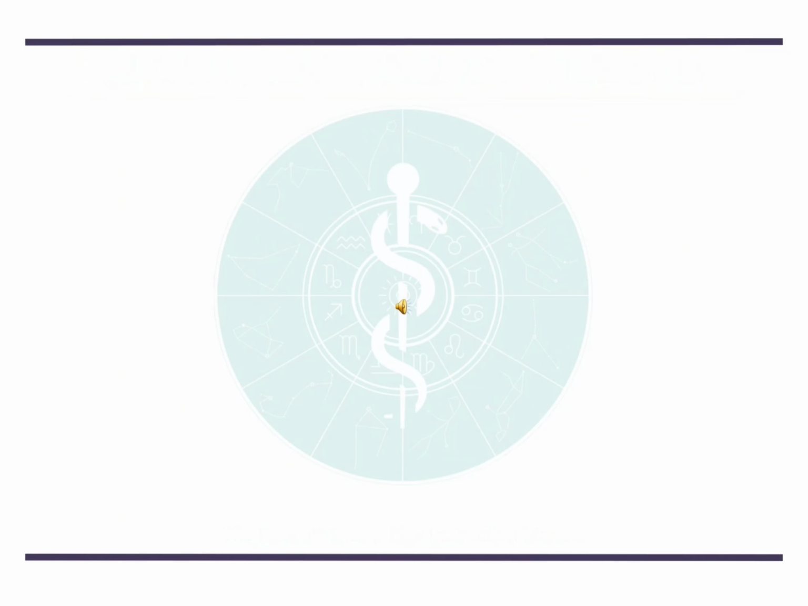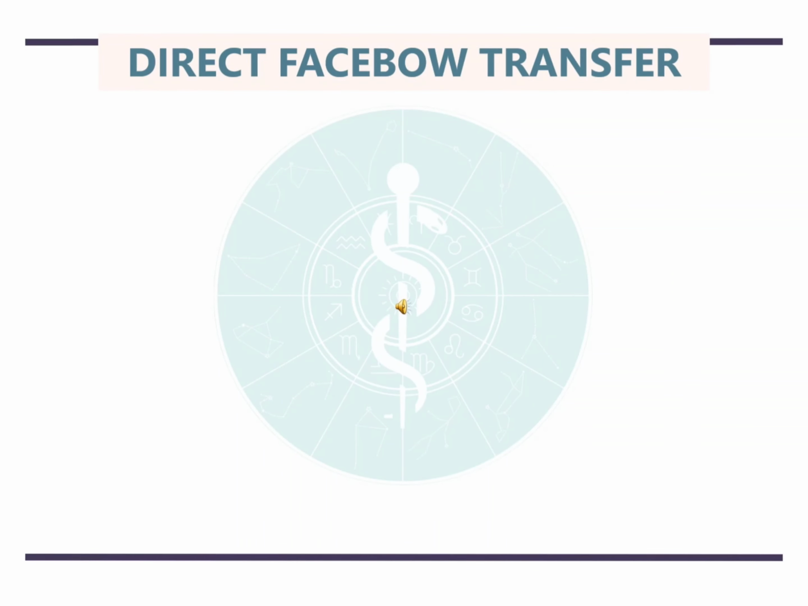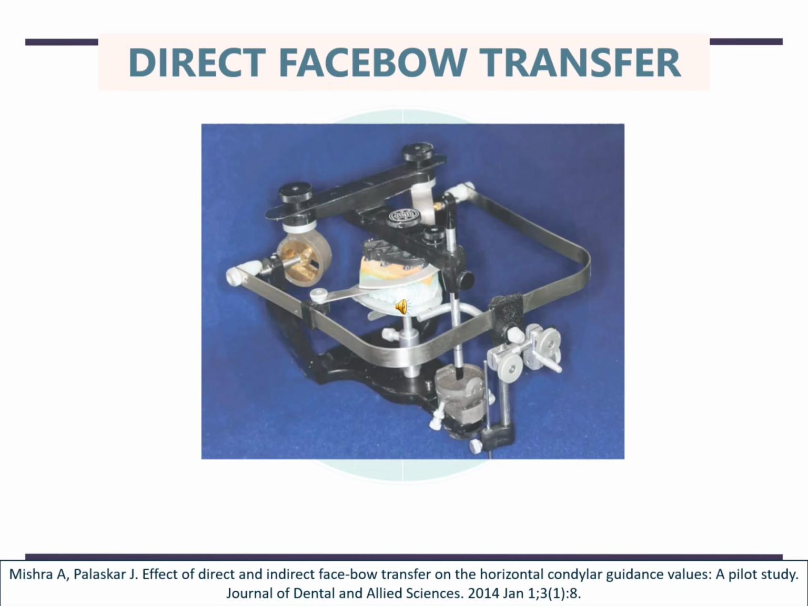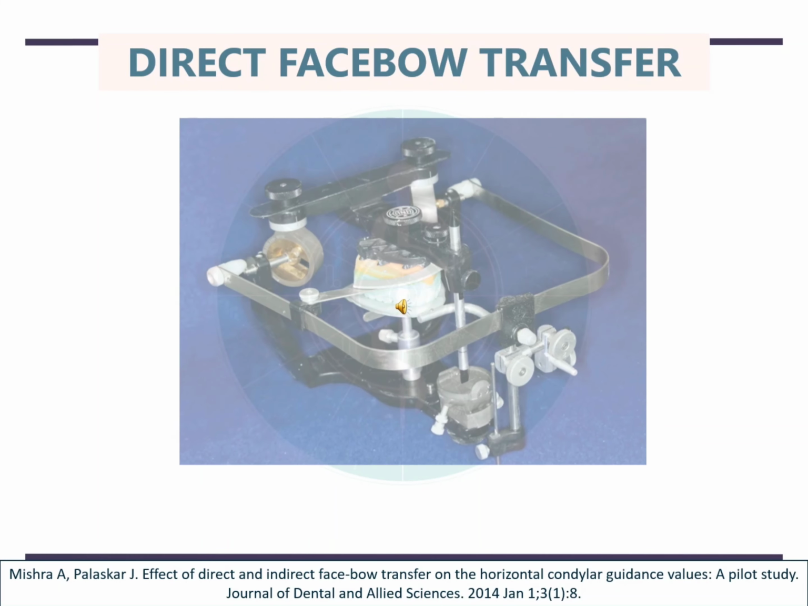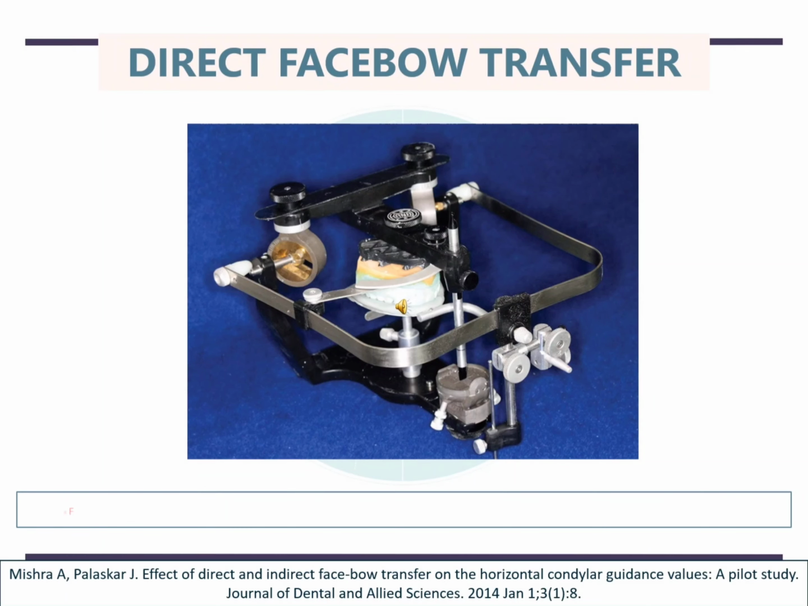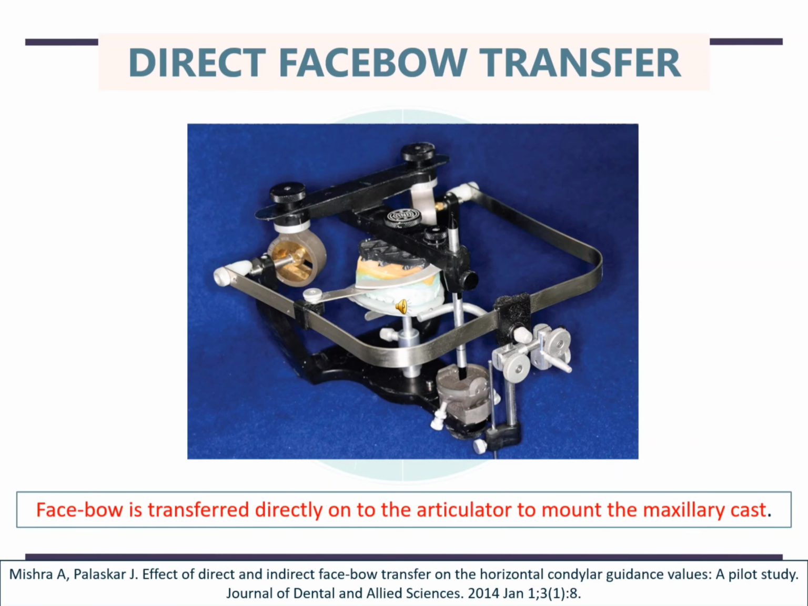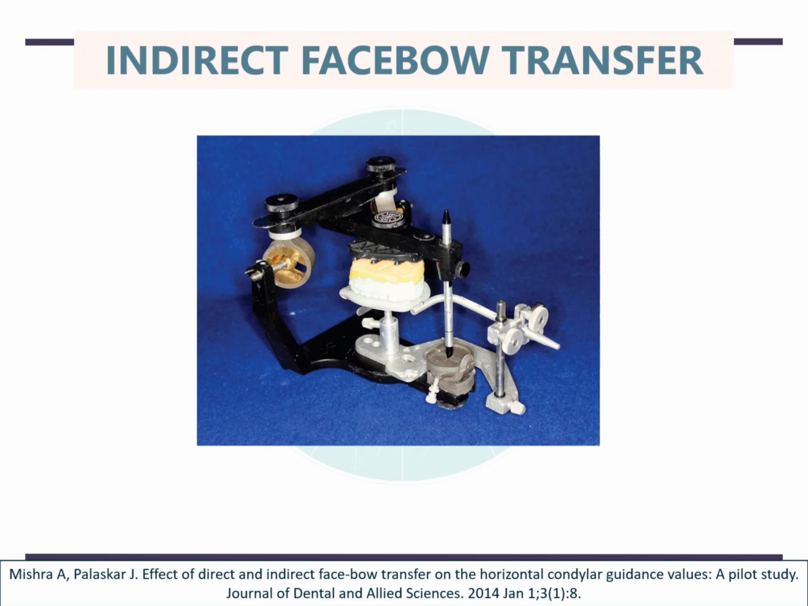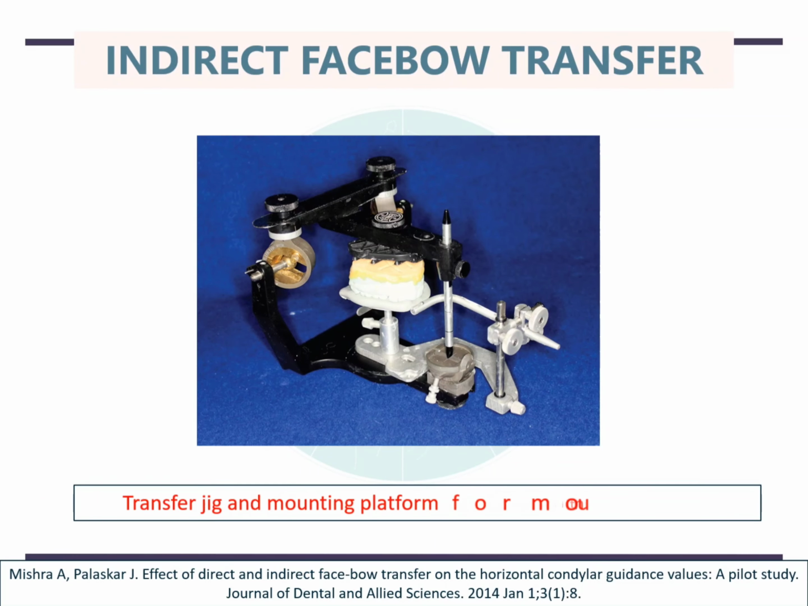After the facebow records are made, next we have to go for transferring the facebow records onto the articulator, that is mounting. The mounting can be done directly as well as indirectly. In direct mounting, after the facebow registration has been obtained and the earbow halves have been removed from the subject, the facebow is transferred directly onto the articulator to mount the maxillary cast. Whereas in indirect mounting, once the facebow registration has been obtained, the transfer assembly is removed from the spring bow and placed on the articulator using the transfer jig and the mounting platform for mounting of the maxillary cast.